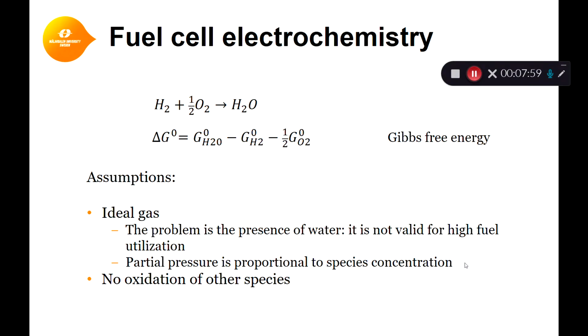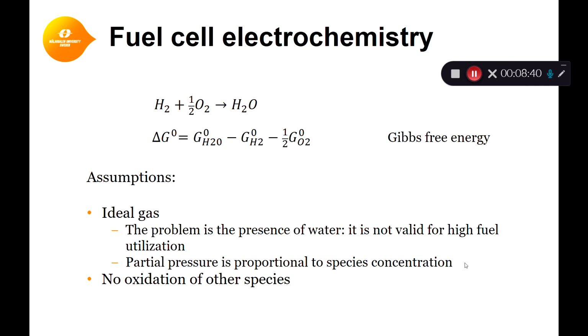Let's take a look now more in detail to the fuel cell electrochemistry, so that we can quantify how much voltage and how much energy is produced in the fuel cell. If we consider this simple reaction, hydrogen and oxygen to form water, we can describe the energy released by this reaction through the Gibbs free energy. So the variation of Gibbs free energy for the reaction is Gibbs free energy of the products minus Gibbs free energy of the reactants. Before we go forward, we have to make some assumptions and clarify these assumptions.